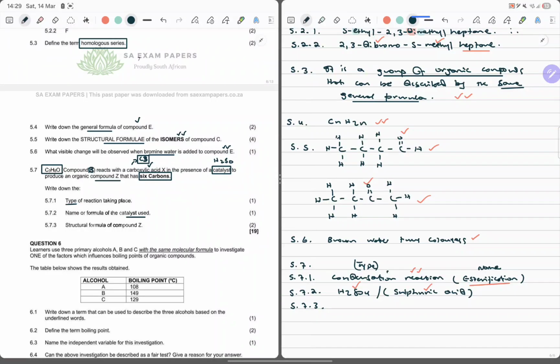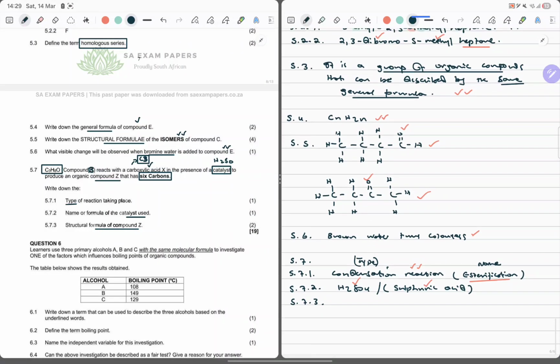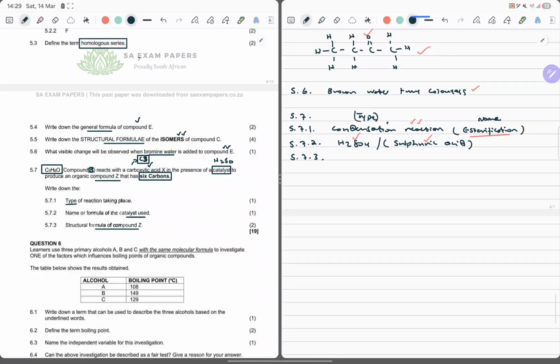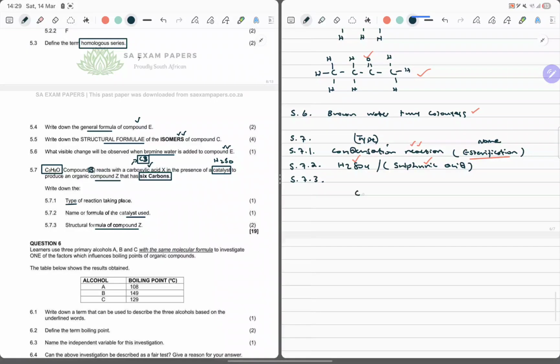5.7.3 says, structural formula of compound Z. Okay, so this is not a difficult one. So this is going to have 3 carbons, 1, 2, 3 from the alcohol. Then we know that it's going to be the oxygen. And then we know that this is going to happen, 1, 2, 3, 4, 5, 6. So this is now done. So this is going to be propyl propanoate.